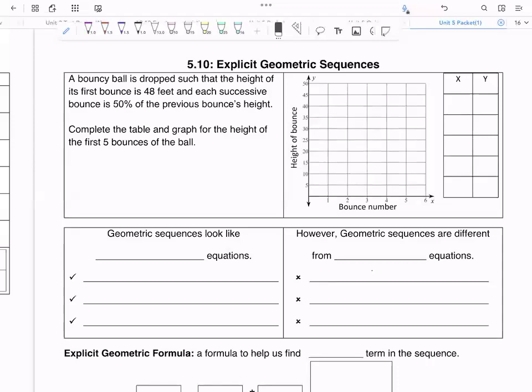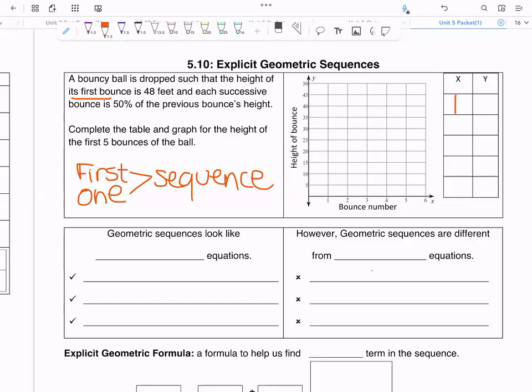Today we're going to talk about the explicit geometric sequence. So our first example, a bouncy ball is dropped such that the height of its first bounce is 48 feet, and each successive bounce is 50% of the previous bounce's height. So one key word here is that it says first. So with sequences, it will either say first or one. So if it said bounce one, that's going to indicate that this is a sequence instead of an exponential equation.